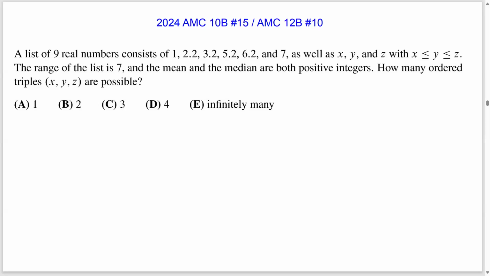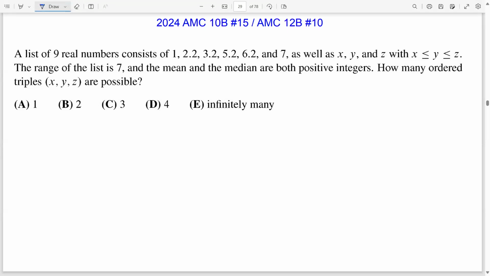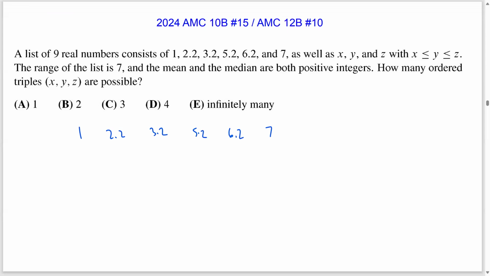So what makes this problem tricky is that we don't know where x, y, and z are relative to these 6 numbers. So let's first write out the 6 numbers in a row. The sum of these 6 numbers is 24.8.